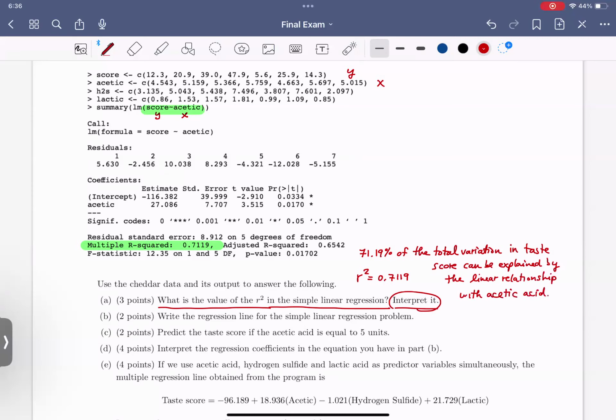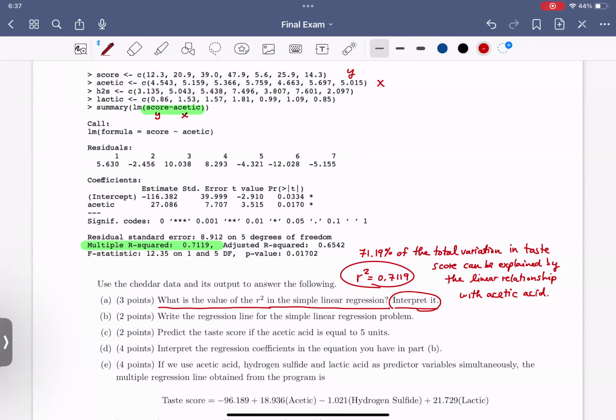Does it make sense? When you get R squared equal to some number, the way you interpret it is: R squared times 100% of the total variation in Y can be explained by the linear relationship with X. So in this context, 71.19% of the total variation in test score can be explained by the linear relationship with acetic acid. Okay? All right, next one.